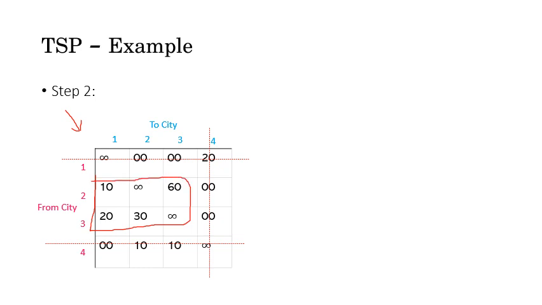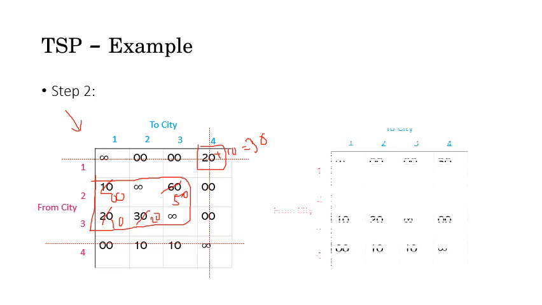We subtract the least entry from all the entries. Okay, so we subtract 10. 10 is the least entry. So we subtract 10 from all the other entries. So this becomes 0. 60 minus 10 becomes 50. 20 minus 10 is 10. 30 minus 10 is 20. And the entries at the junction of the two lines are incremented by the same amount. So 20 plus 10 is 30. Okay. So this is the next table.